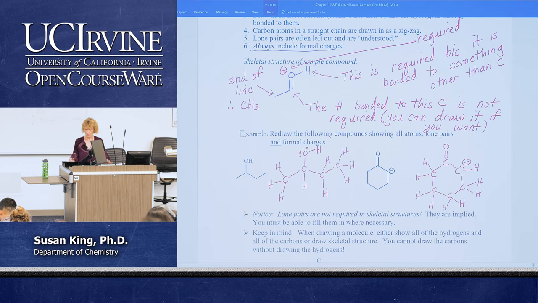So you see, you have to know, carbon with a negative charge has three bonds and a lone pair. So it may be worth your while to just memorize those common charges that we're going to see over and over again.